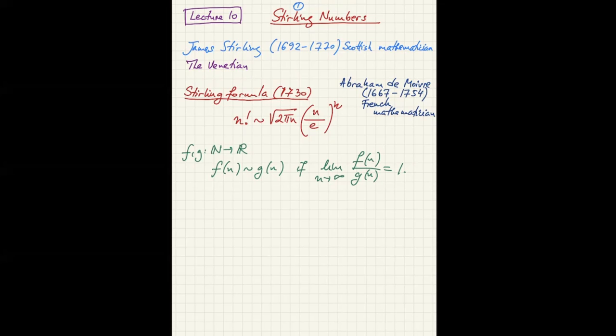We won't discuss more about Stirling's formula. I just wanted to say that it can be proved using approximation of the area under the curve of the natural logarithm of x with x between 1 and n, using Riemann sums involving trapezoids and so on.